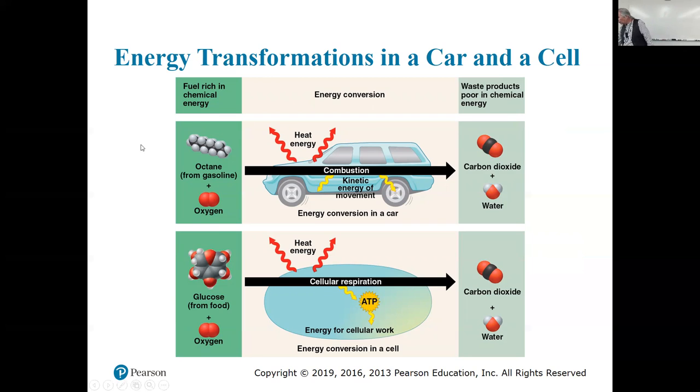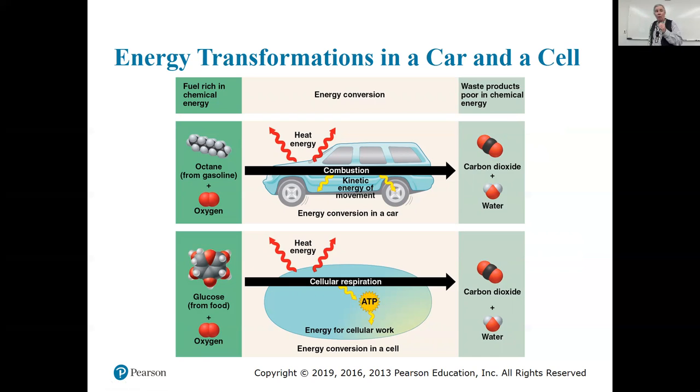Look at this from glucose from food. Heat energy. Cellular respiration is the burning process where we extract the energy from food to make ATP. There's the ATP right down here, and that's used to do cellular work. A lot of heat energy comes off as well. Your body gets warm, right?